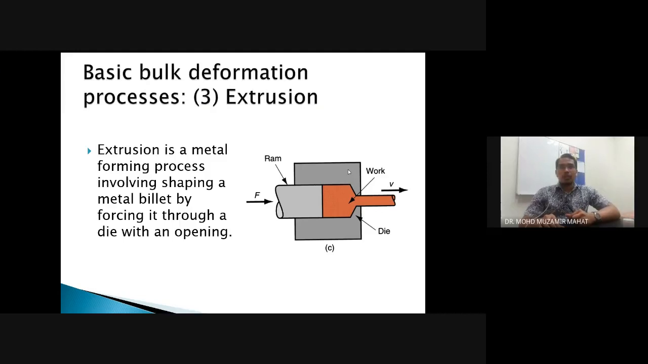Extrusion is a metal forming process involving shaping a metal billet by forcing it through a die with an opening. The figure that you can see here is enough to explain the principle of extrusion. We have the workpiece in the die, and we have the ram. We push the ram so that the material fits into the die. At a certain velocity, the material will be pushed and the outcome will be after the die.